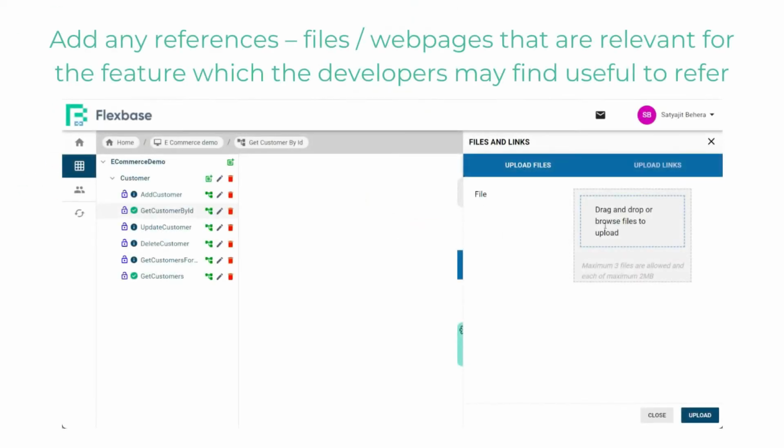The BA or tech lead can also add any references, files, web pages that are relevant for the feature, which the developers may find useful to refer.